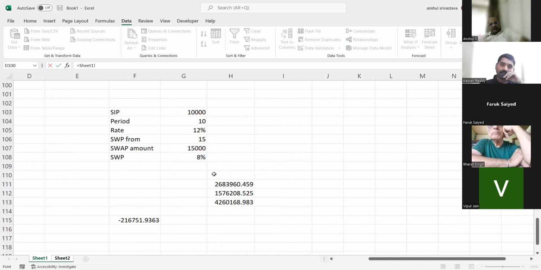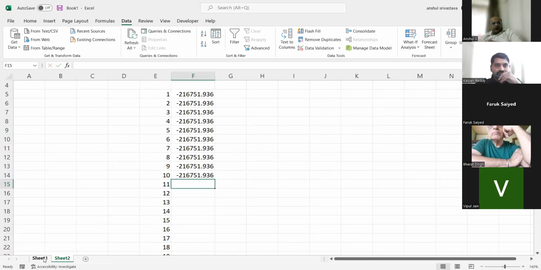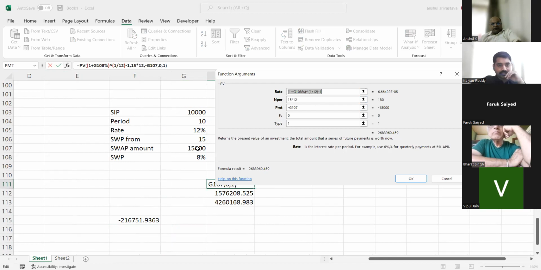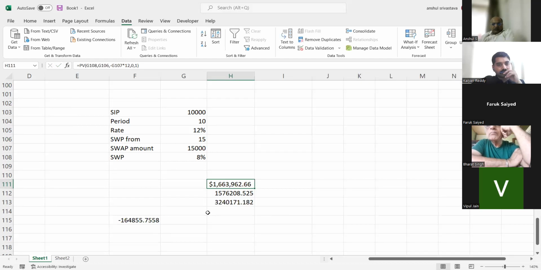Let's do one more thing. Let's make this annual too, your withdrawal as well. Instead of 15,000, let's put 1,80,000 per annum. So the rate would be annual, NPR would be 15, and PMT would be this into 12. So the value will change a bit, which is okay. This value will change so much.